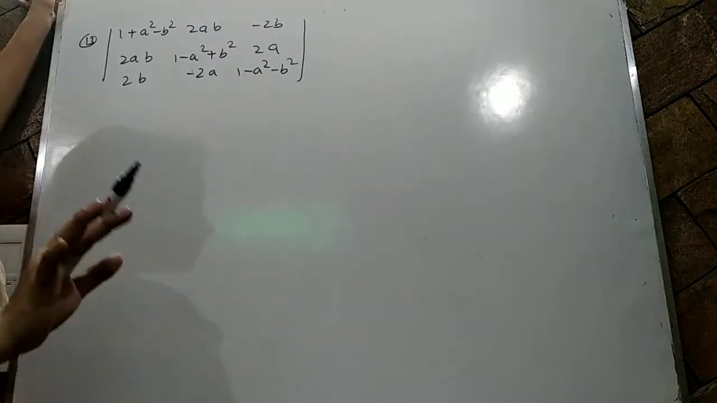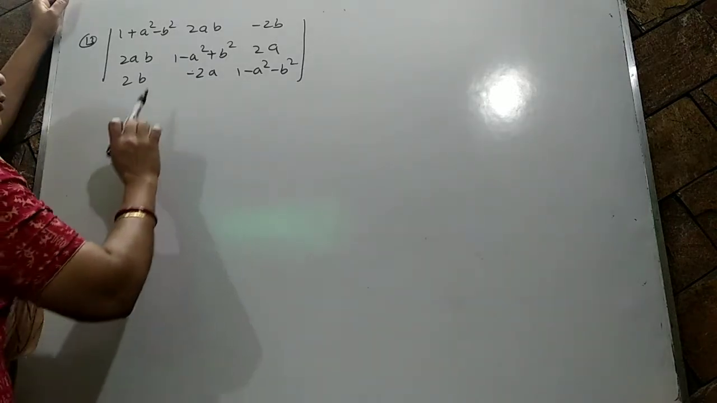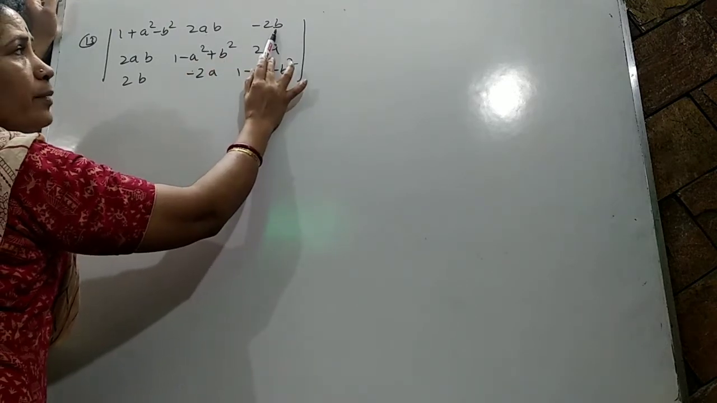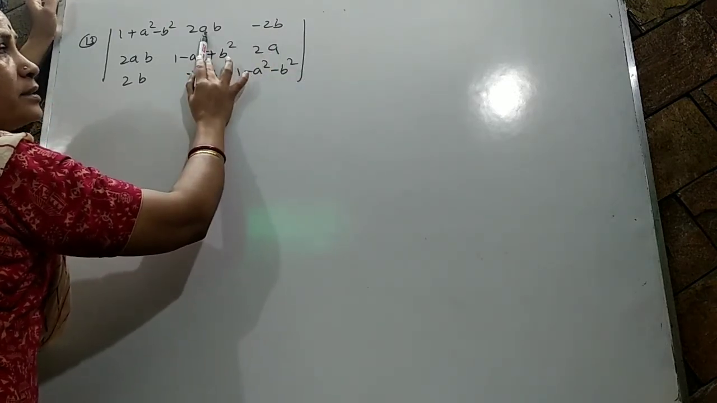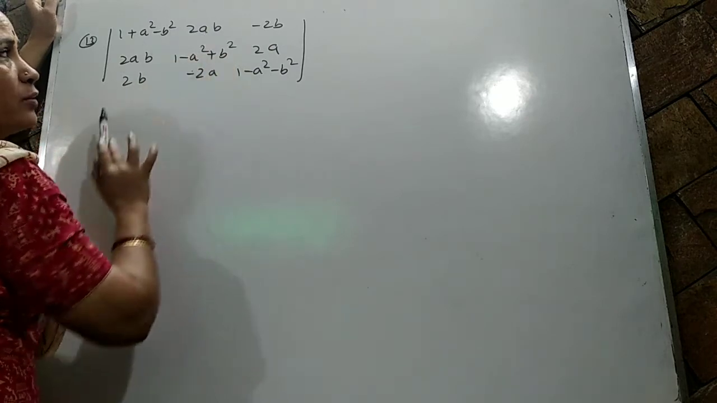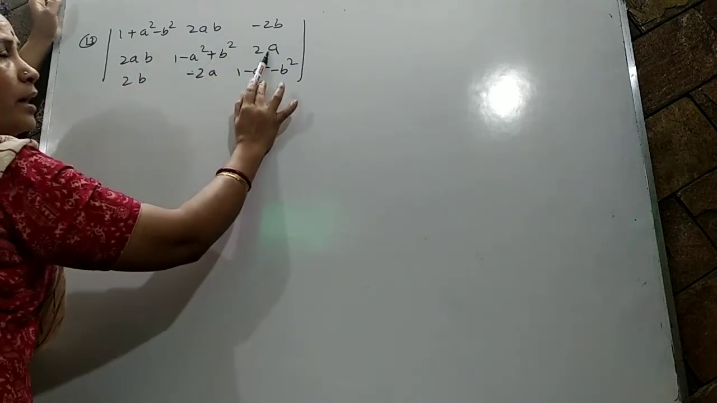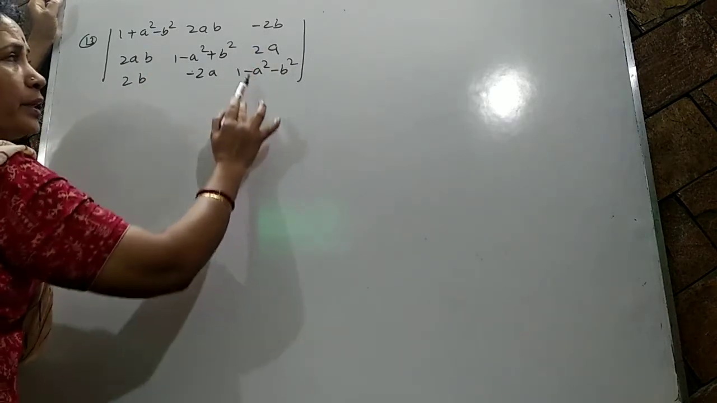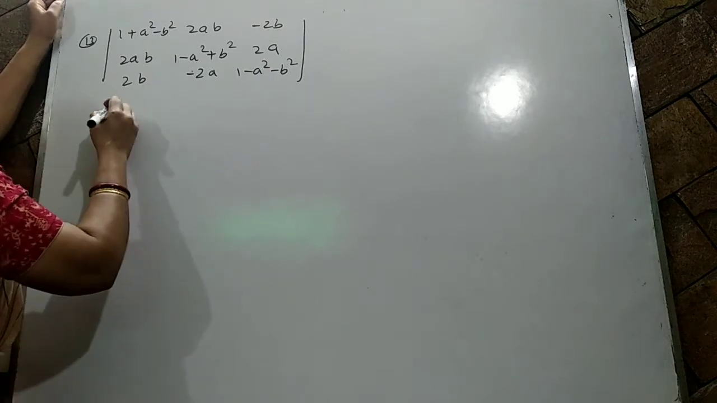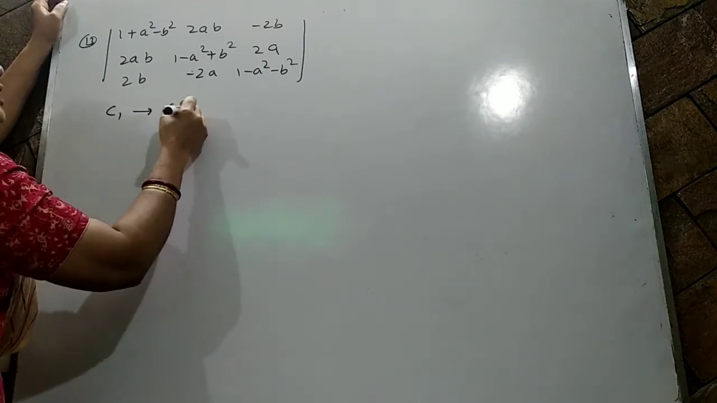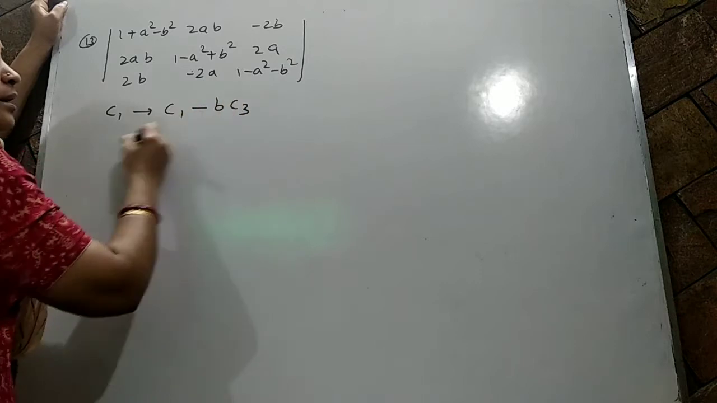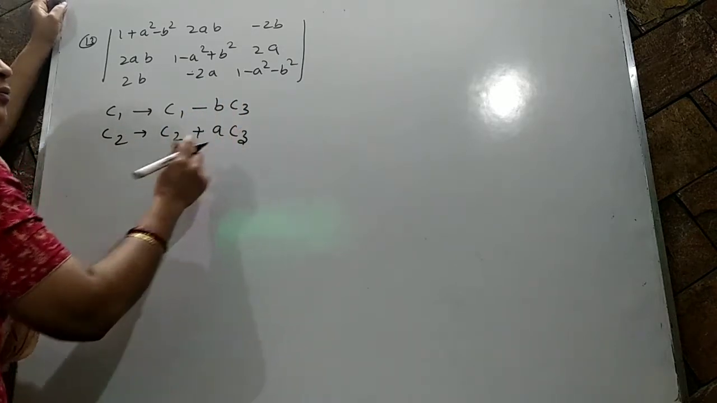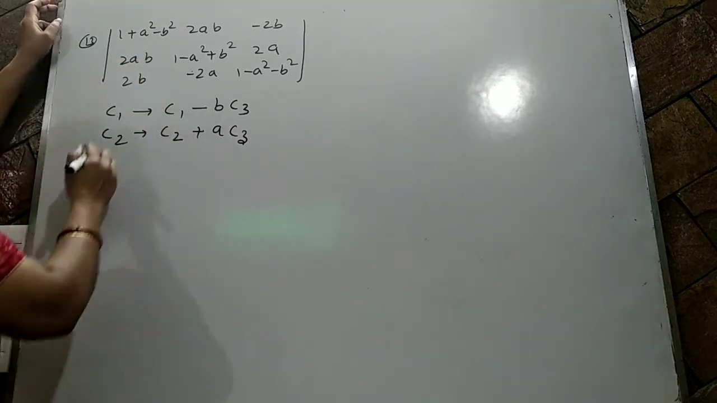Now my target is making 0. How am I going to make 0? Now listen here, all of you, very carefully. Here is 2ab. If I multiply by a and add it to this, 2ab minus 2ab is 0. Here 2ab, if I multiply by b and subtract, you will get 0 here. So I am keeping C3 as a constant. I am changing C1 to C1 minus b C3, and C2 to C2 plus a into C3. Very carefully, first you listen, then ask your doubts.